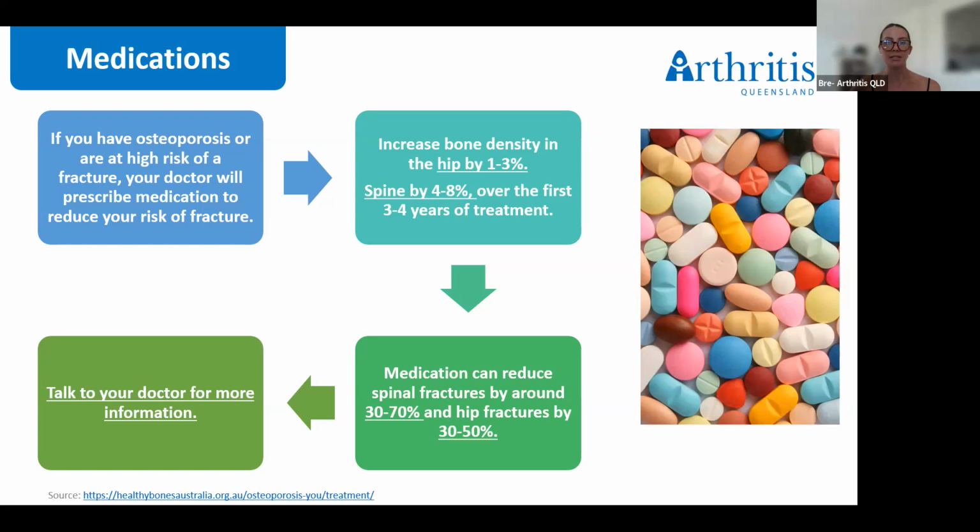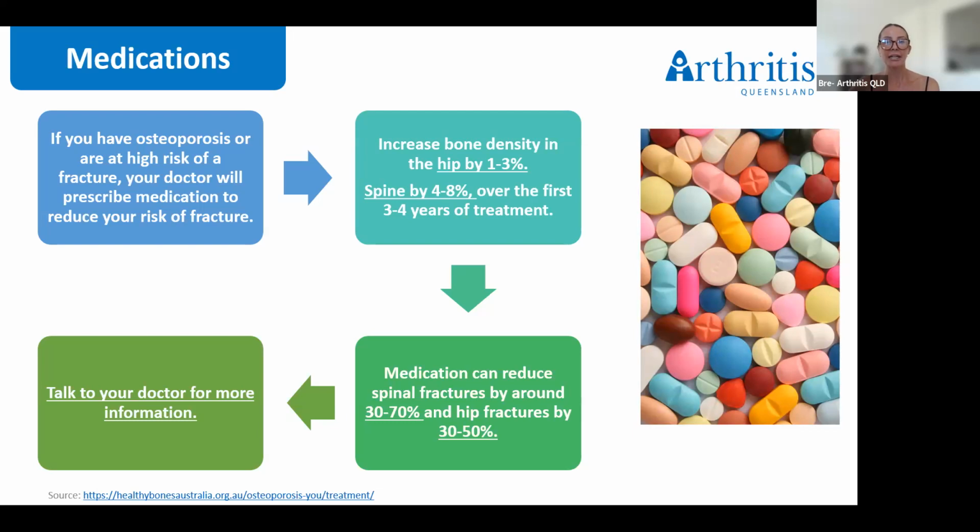Osteoporosis medicines can increase bone density, and while the increases may appear small, this can have a very positive effect on reducing fracture rates. For example, medications can increase bone density in the hip by approximately 1 to 3%, and in the spine by 4 to 8% over the first 3 to 4 years of treatment. Medications can therefore reduce spinal fractures by around 30 to 70% and hip fractures by 30 to 50%. You will start to see a positive effect as early as 6 to 12 months after starting treatment.